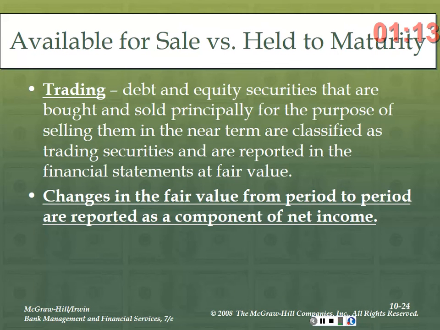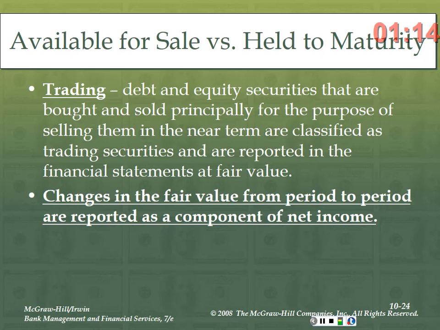a trading account security. Okay, so this says a trading account security is, I'm just going to say bond, a bond that is bought and sold principally for the purpose of selling in the near term, and they're reported in the financial statements at their fair value. And the important part here is underlined: changes in the fair value of trading securities from period to period are reported as a component of net income. Now, this can be a big hit to your income statement, and you haven't done anything different.